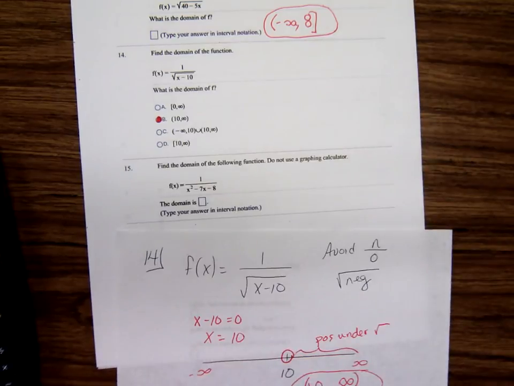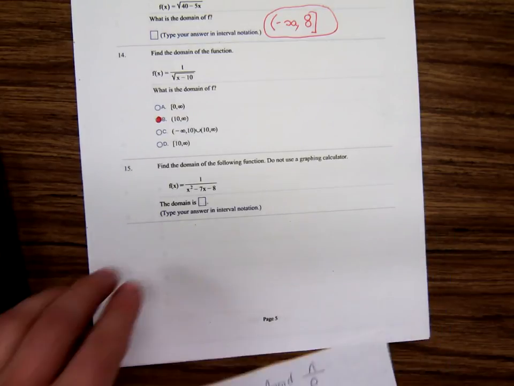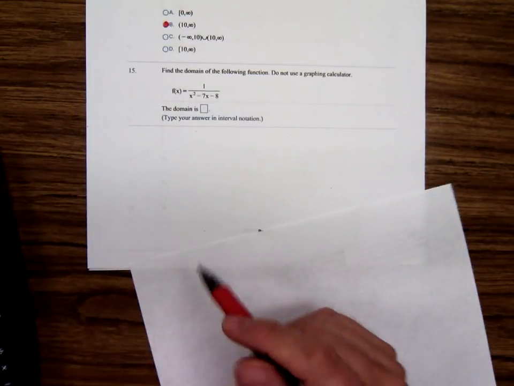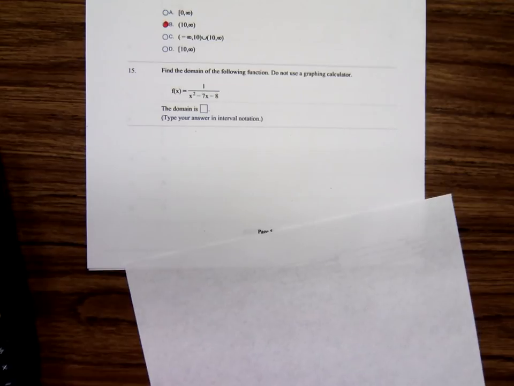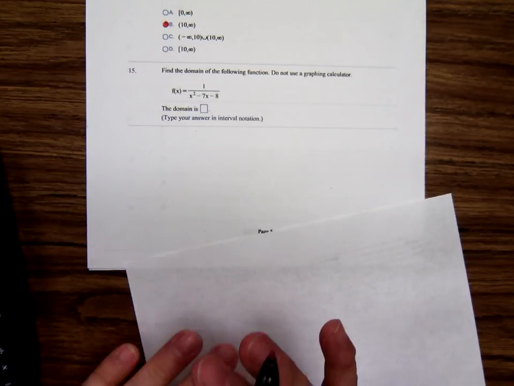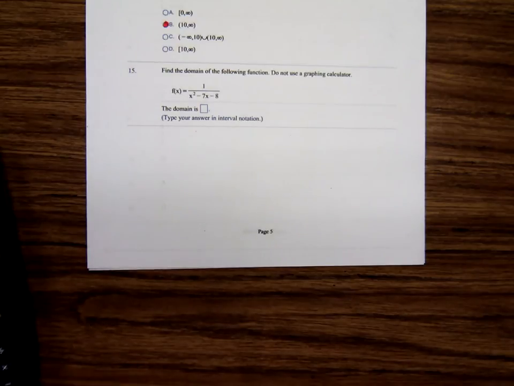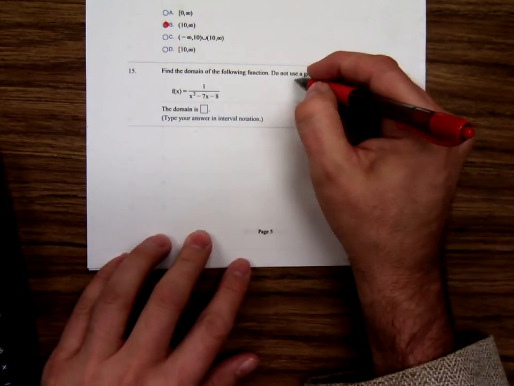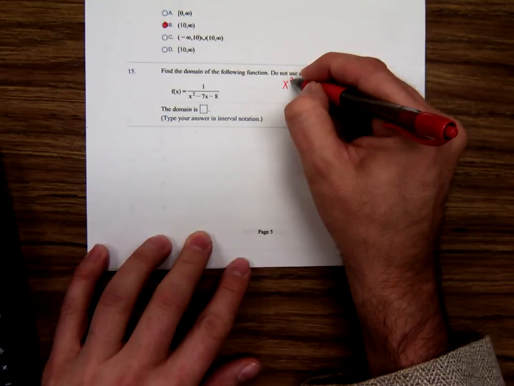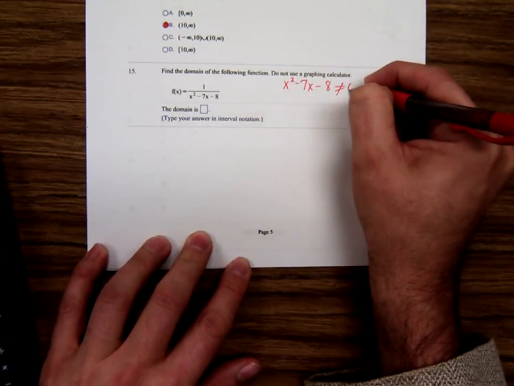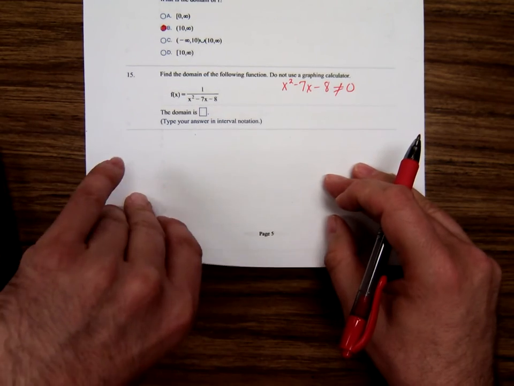Now, last one, there's no square root in it, it's just a fraction. So do y'all remember how we were doing the fractions? What's the one thing you can't have in the denominator of a fraction? 0. So we're going to say the denominator can't be 0, unlike those that we did over here.